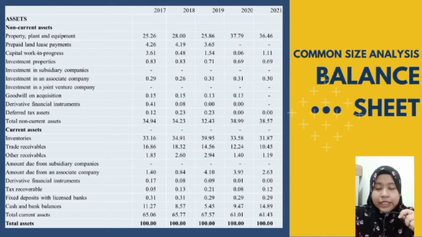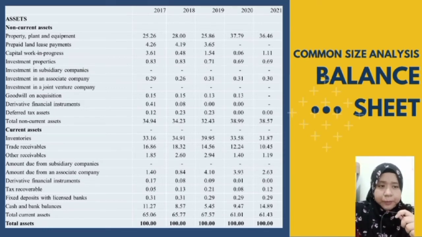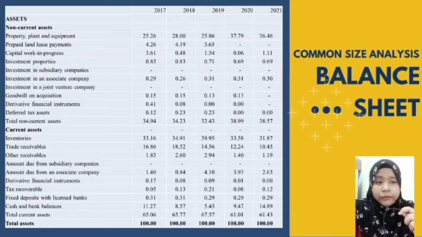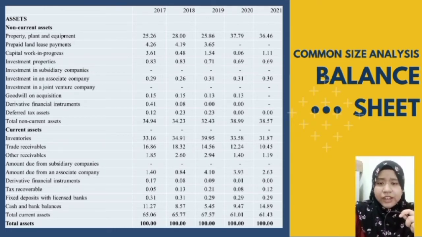The total of the current assets also shows inconsistency as the percentage increased in 2018 compared to 2017, however, decreased in 2019 and increased again in 2021. In 2017 till 2019, the inventories hold the biggest percentage. However, in 2020 and 2021, the property, plant and equipment hold the biggest percentage. The current trade receivable has decreased consistently for 4 years from 2018 to 2021.